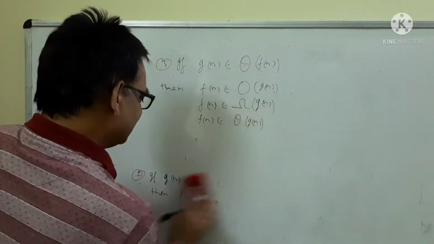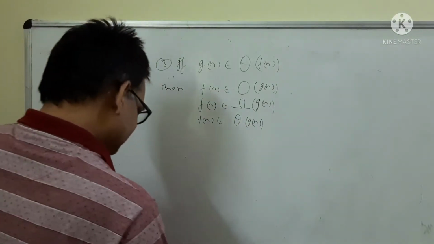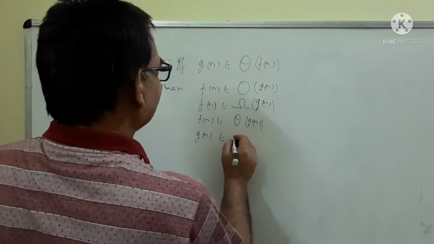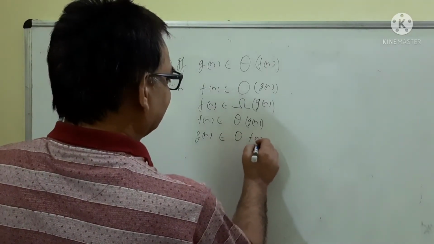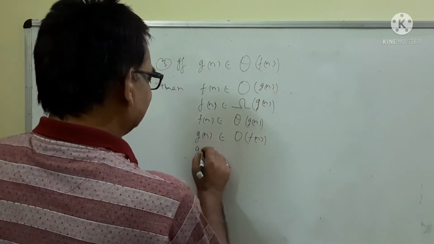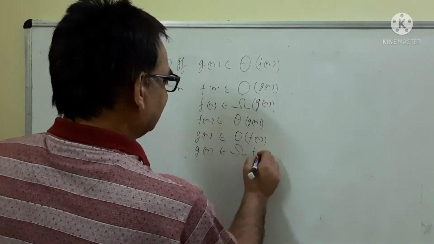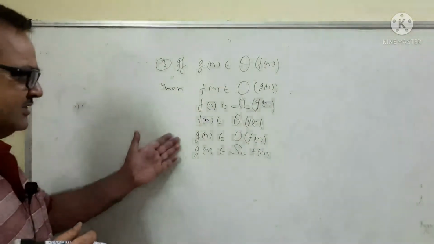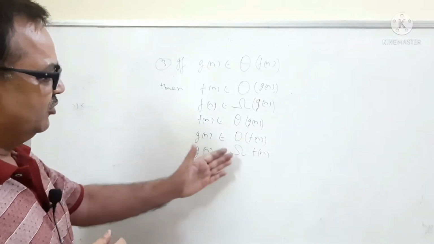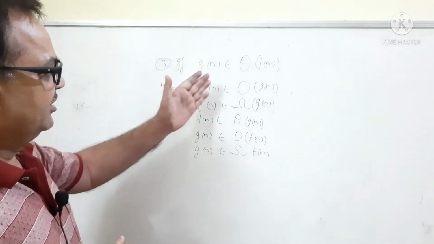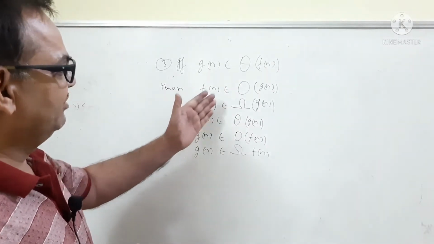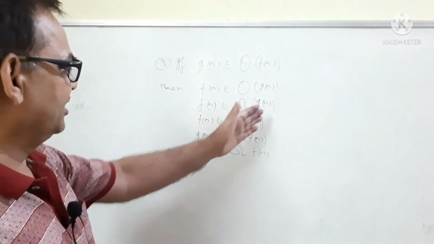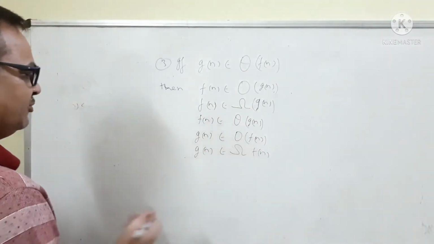And since g(n) belongs to theta f(n), this g(n) also belongs to big O f(n), and this g(n) belongs to big omega f(n). If g(n) is in theta f(n), then g(n) is in big O f(n), g(n) is in big omega f(n), f(n) is in big omega g(n), f(n) is in big O g(n), f(n) is in theta g(n). The proof is very obvious.